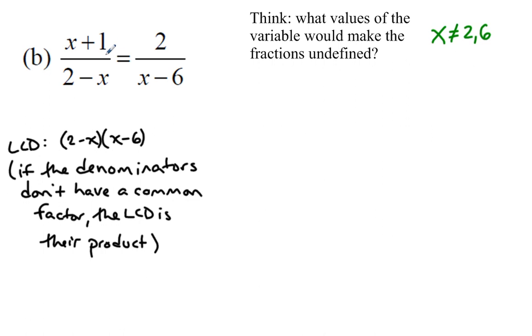Cool. So the way we're going to do this is we're going to multiply both sides by that LCD, 2 minus x times x minus 6. Put that in parentheses above all the terms. This is one term, this is the other term. Because in an equation, we're allowed to multiply both sides by the same thing to maintain the equality. Well, that's cool because the 2 minus x just divided out, and so did the x minus 6, and we're left with no fractions. So you're simply going to distribute the x minus 6 to the x plus 1, and the 2 to the 2 minus x.